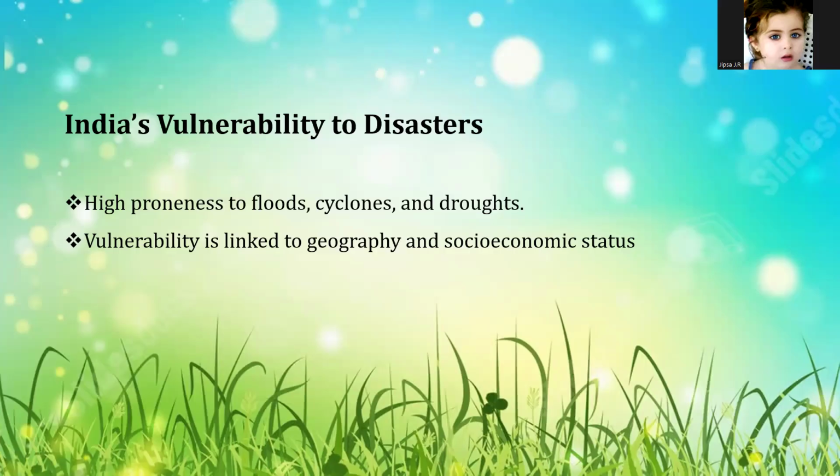Next is geographical vulnerability. What is vulnerability? Vulnerability is often determined by where a population is located. India's diverse landscape creates specific danger zones. In the case of the Himalayan region, high risk of earthquakes and landslides happen. Coastal belt means high risk of cyclones and tsunamis. In central and western India, high risk of heat waves and prolonged drought.